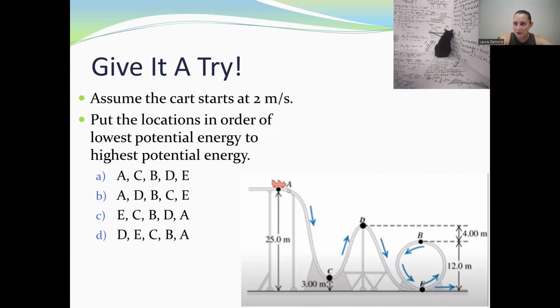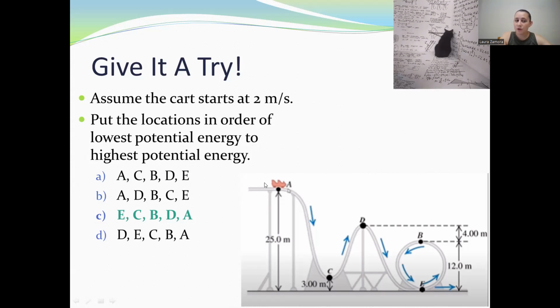Now that we've answered the first question, this one should be pretty simple to answer, right? Think about what it means for potential energy. We'll notice that we have the lowest potential energy when we're lowest to the ground, right? And the higher you get, so from E to C to B to D to A, the higher your gravitational potential energy is.